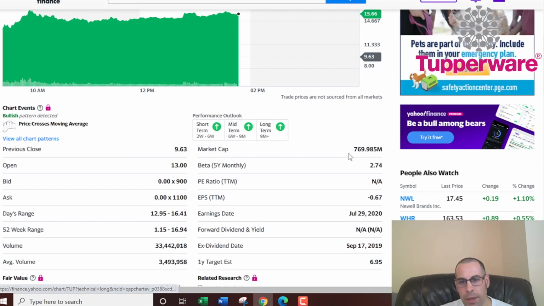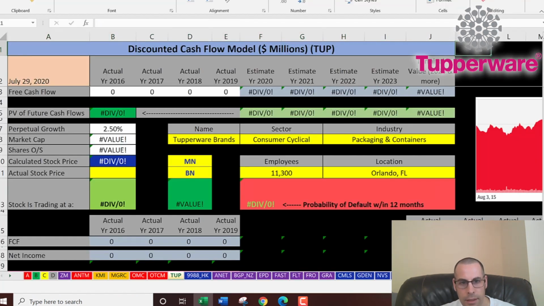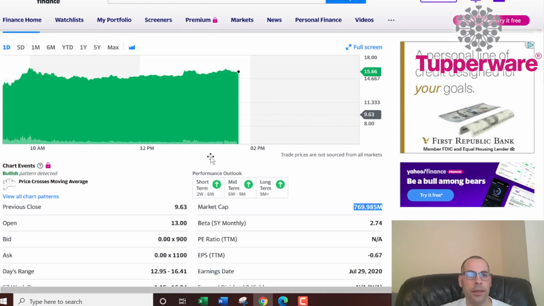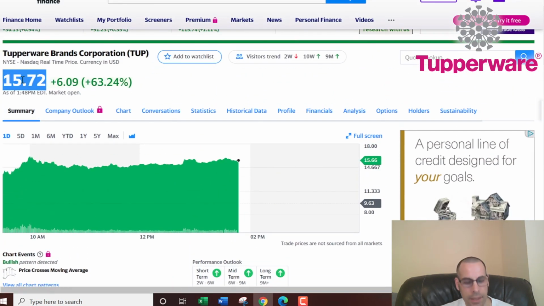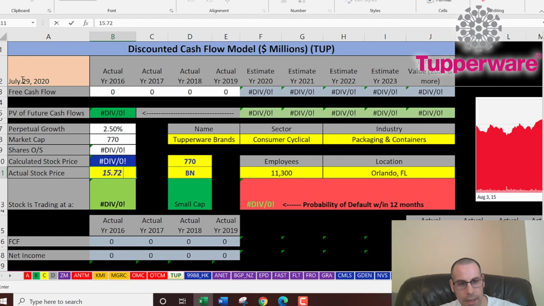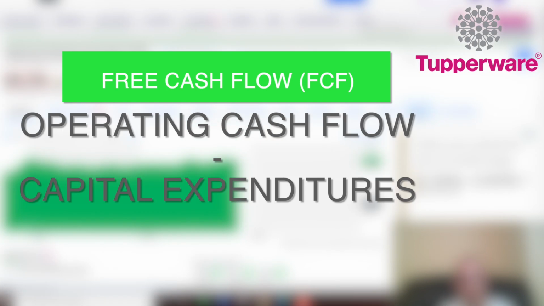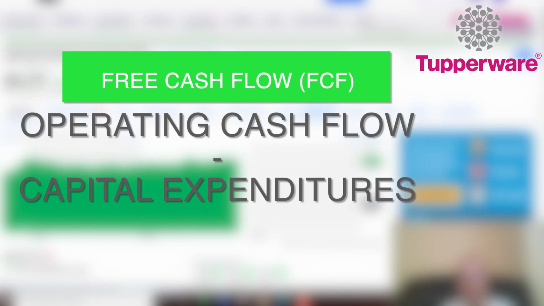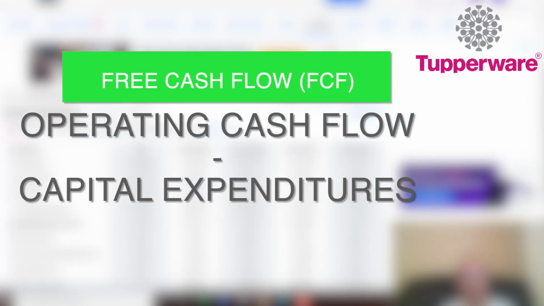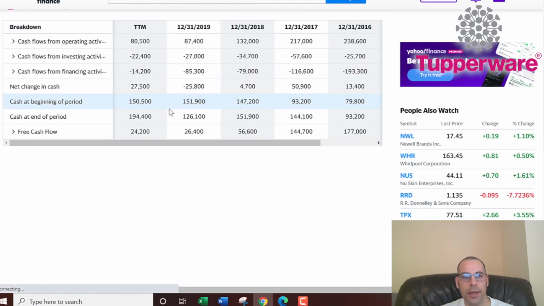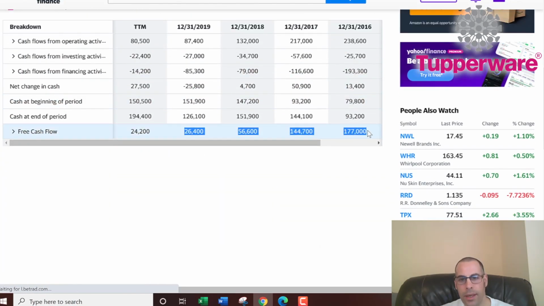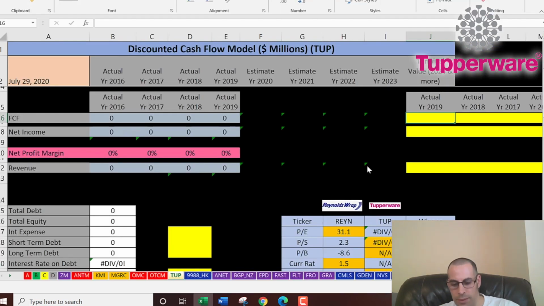The company has a market cap of $770 million, and they're trading at $15.72. So that's one share of stock is almost $16. And the way you value a company is you estimate the future free cash flows, and then you discount that dollar amount back to today's value. And that's what I'm doing in this video. The best way to estimate future free cash flows is to get their actual free cash flows, which is what I'm doing now, putting into the model.